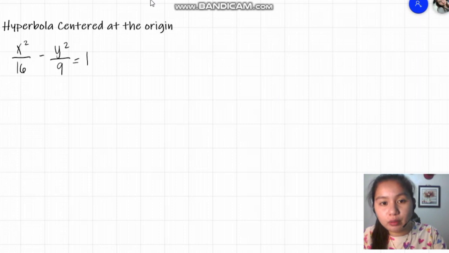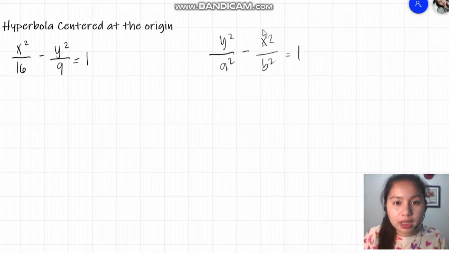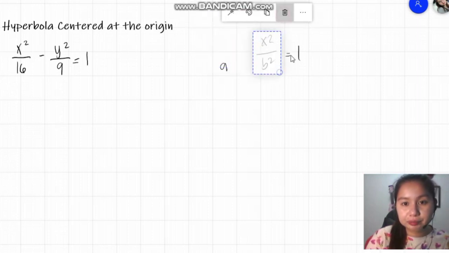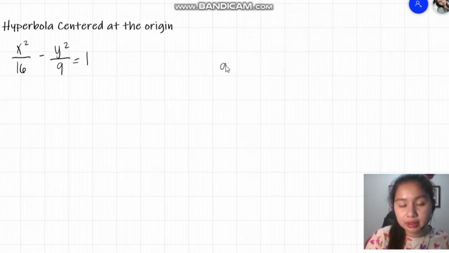Pero kung sakaling ang naging equation natin ay y squared over a squared, tapos minus x squared over b squared equals 1, so kung ganito yung magiging equation natin, of course, nauna si y, magiging vertical. Pero, since ang example nga natin dito, or ang given natin is nauna si x, therefore, this is a horizontal hyperbola. Okay. So, automatically, ang a natin is 16, ang b natin ay 9, or a squared and b squared.